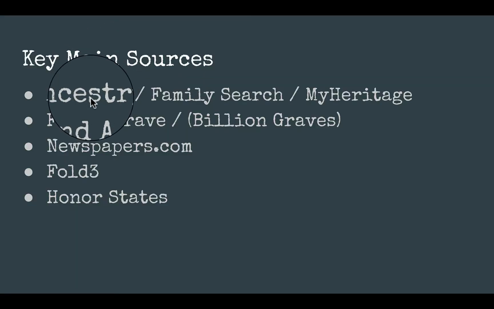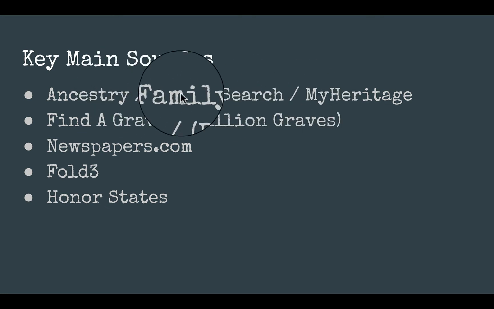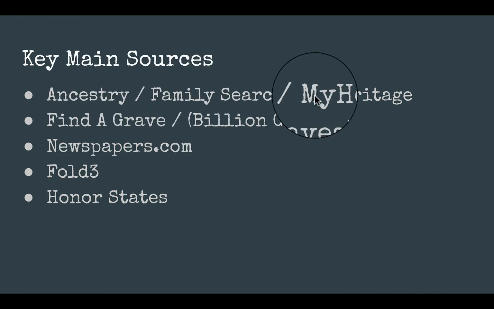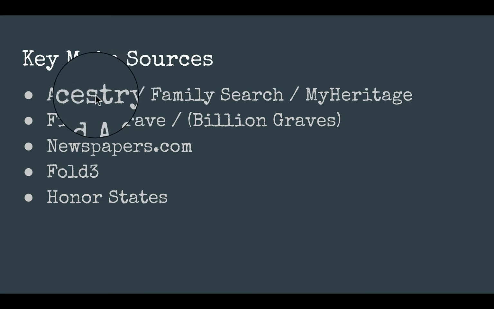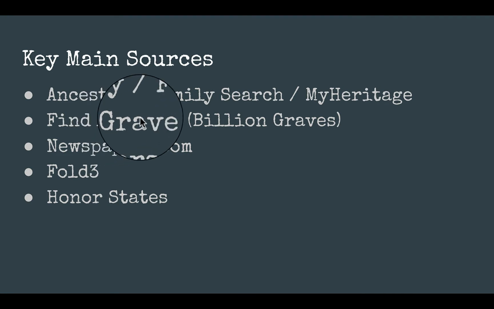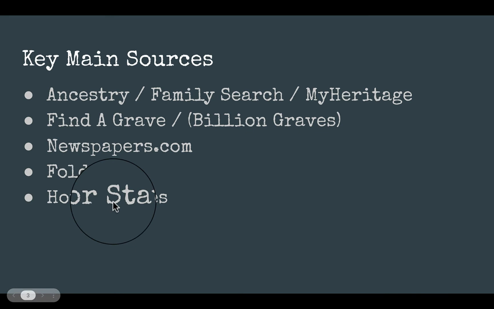So the key main sources we're going to look at are Ancestry, Family Search, or MyHeritage. They overlap a lot. Ancestry probably has the most. Family Search repeats a lot of what Ancestry has. MyHeritage, we don't have free access to MyHeritage, but if you already have that, you may want to use that. We can get you free access to Ancestry. Family Search is already free for those that want to use that. Find a Grave is a great resource. Newspapers.com, Fold3, and Honor States. Those would be our key main sources. So I'm going to just briefly show you what those look like.